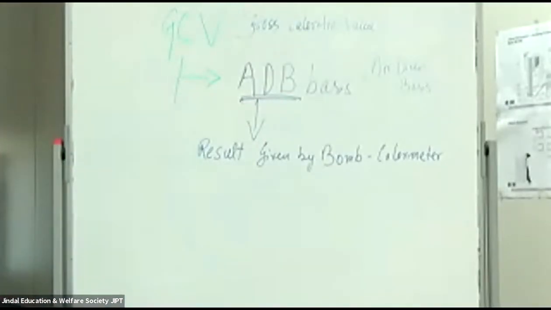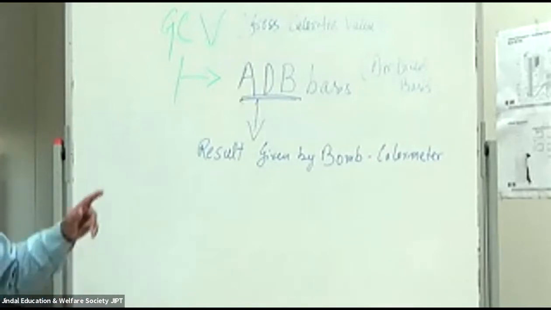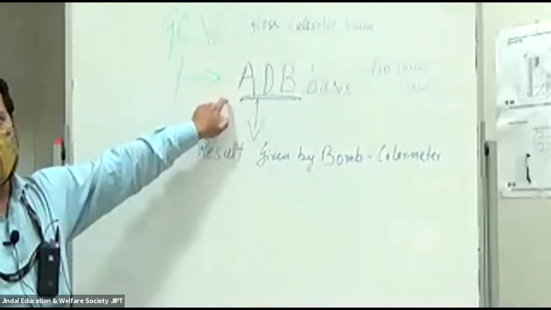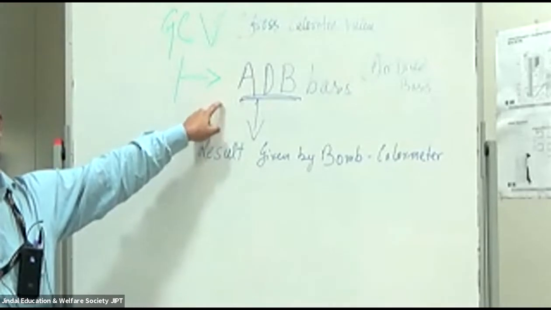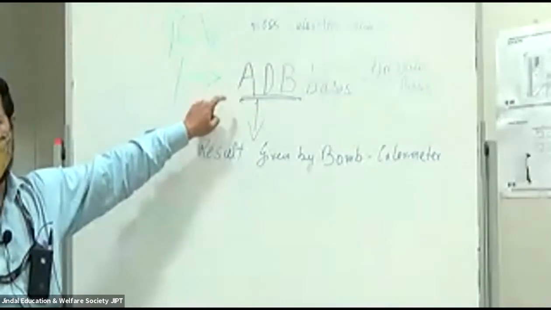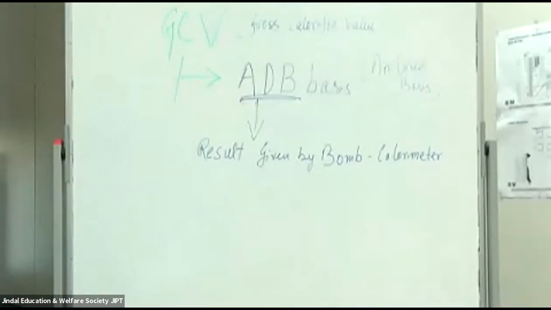Except India, Bangladesh and Pakistan, and mostly Sri Lanka, except these four countries, all over the world, ADB basis result is considered for the commercial transaction process. When we procure imported coal, ADB basis result is considered for the commercial transaction process. Okay?